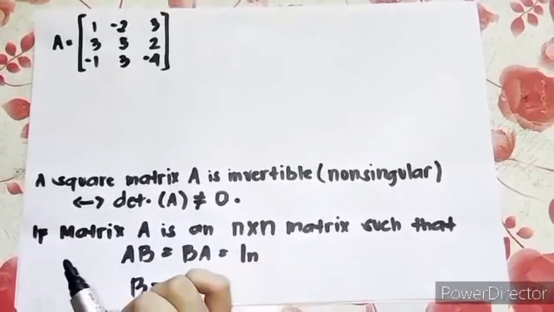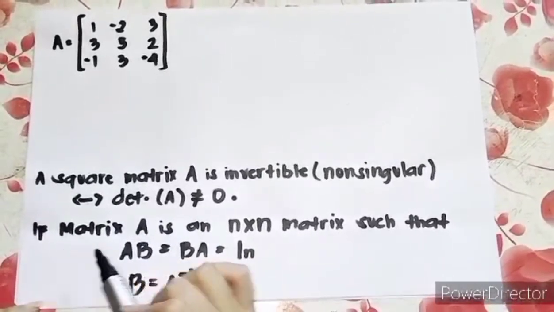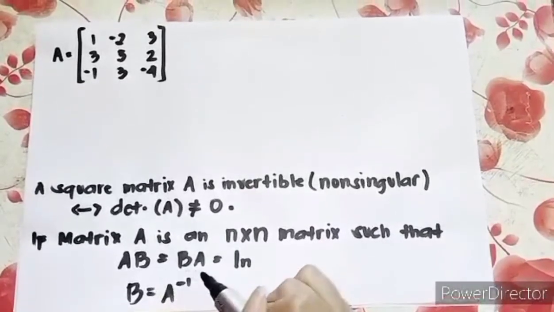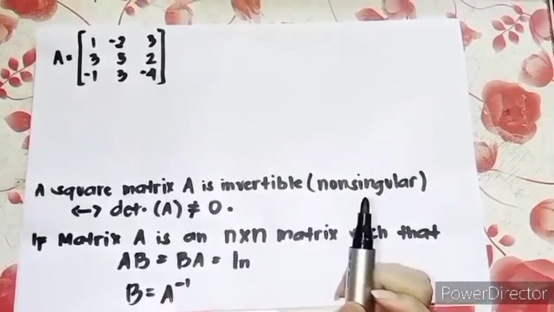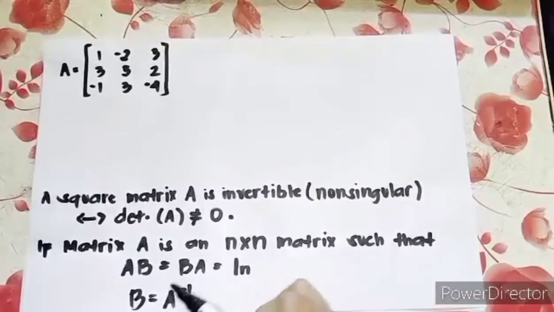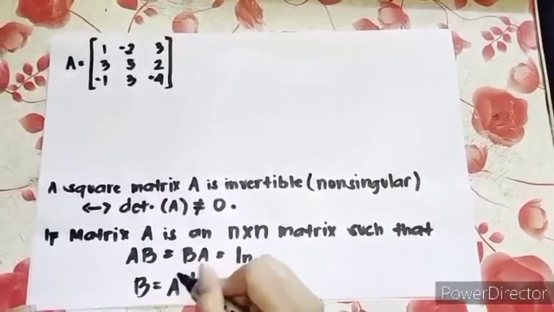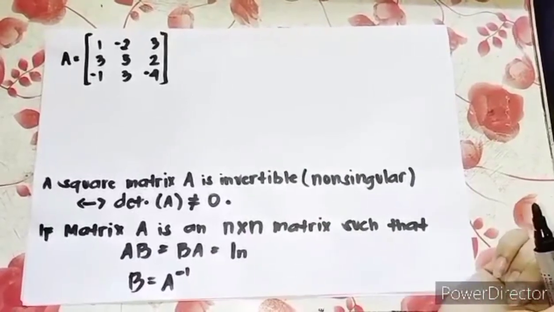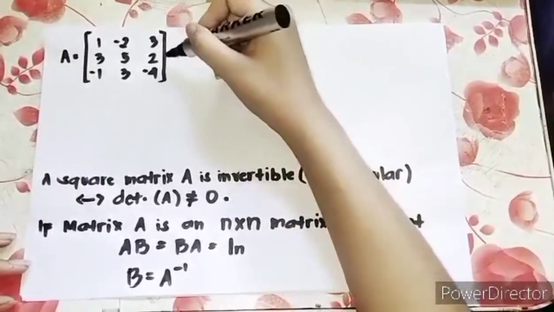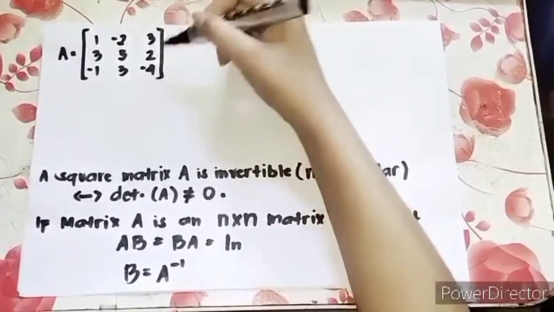And matrix A is invertible or non-singular if A is an n by n matrix such that A times B is equal to B times A is equal to I sub n, where I sub n is the identity matrix and B is the inverse of A, which is shown as B is equal to A inverse. So let me show you first how to determine this determinant A, whether it is non-zero or not, using the diagonal method or rule of Sarrus.